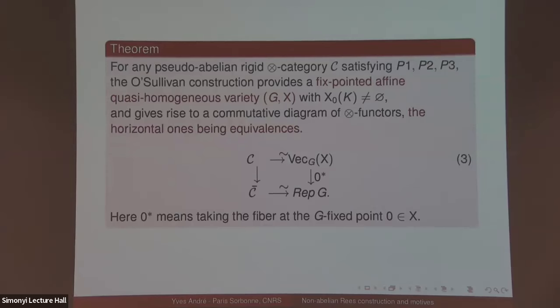And moreover, this gives rise to a commutative diagram of tensor functors, exactly as in the classical Rees construction. This one here is a quotient by the maximal tensor ideal. This category is always equivalent to a category of vector bundles over some X. So this X is the one provided by the O'Sullivan construction. And on the right-hand side, the vertical functor is just taking the fiber at the fixed point.